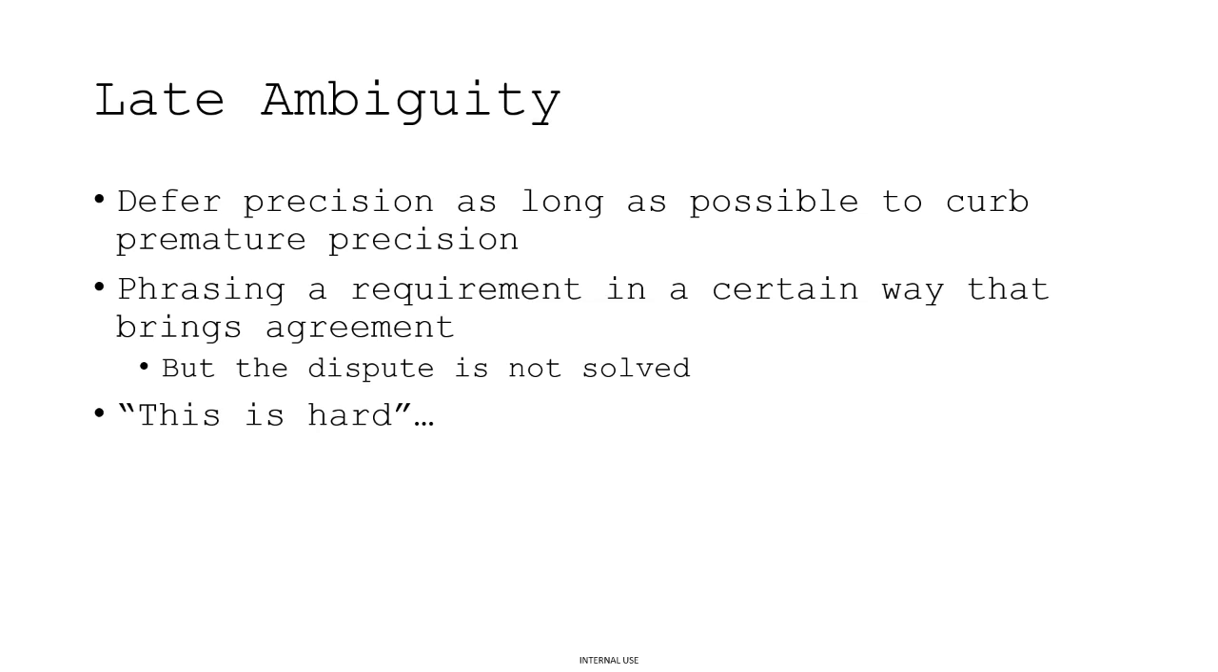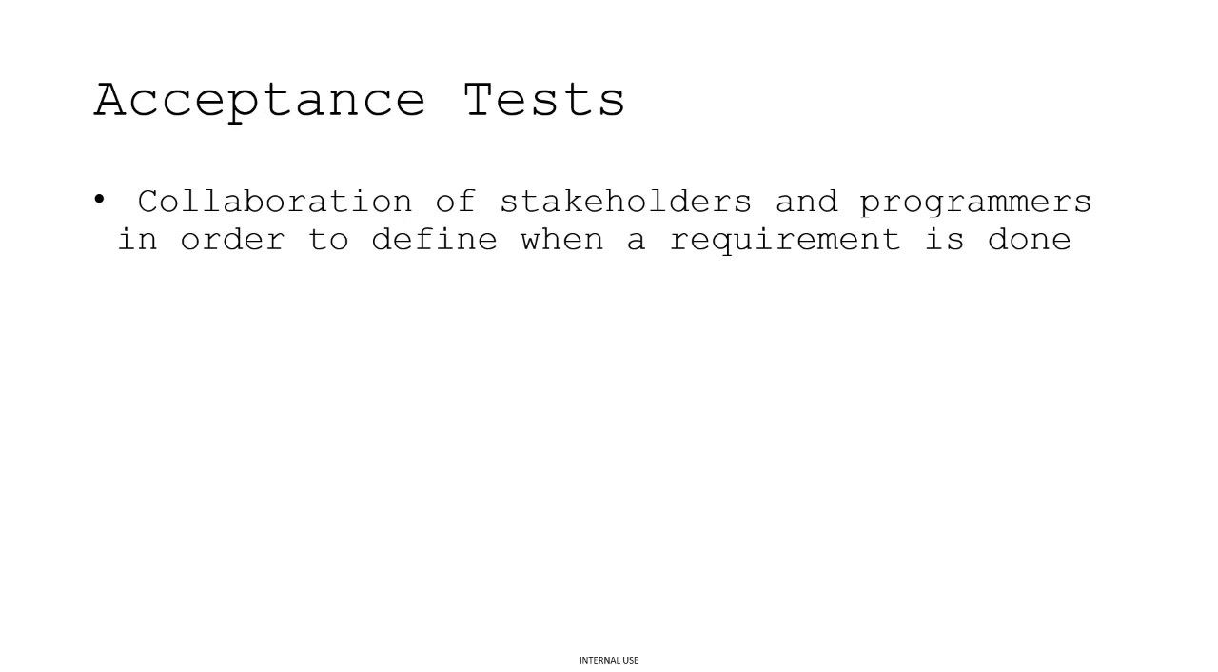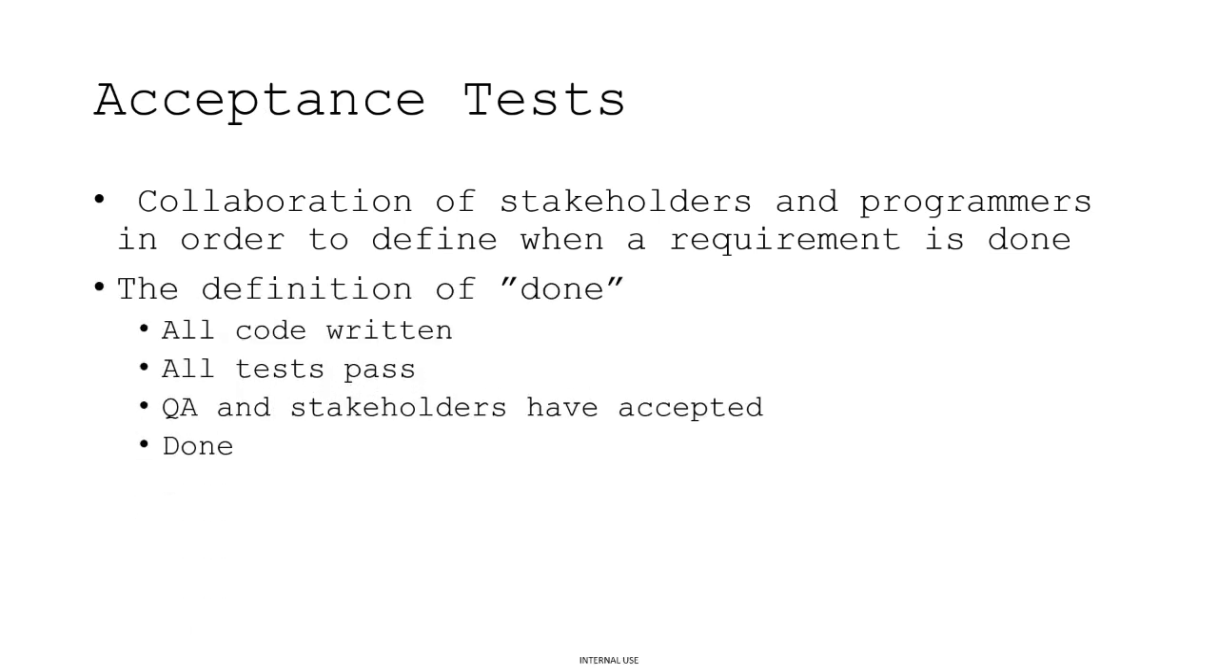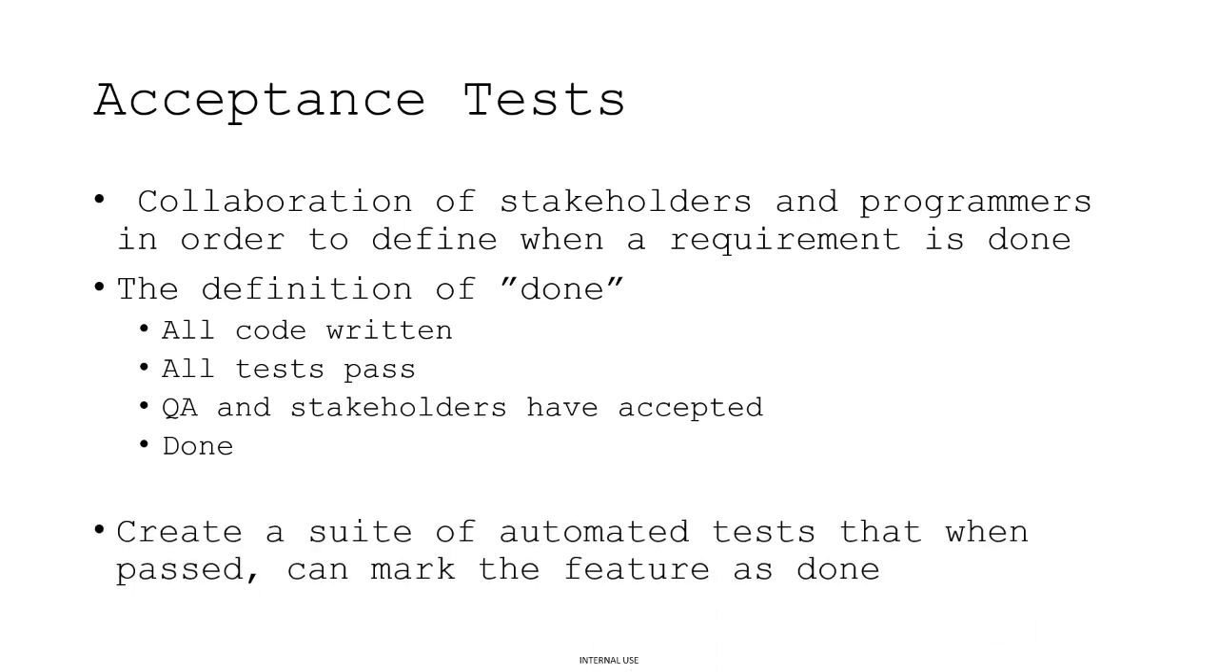And yes, what he's saying here is you do want to defer precision as long as possible, but you still want to phrase the requirements a certain way that brings agreement amongst everybody. And at the end of the day, he says this is hard. It takes stakeholders and programmers to define when a requirement is done. Now, there are different definitions. The tests pass, the QA and the stakeholders have accepted. You are done. That is his definition of done.